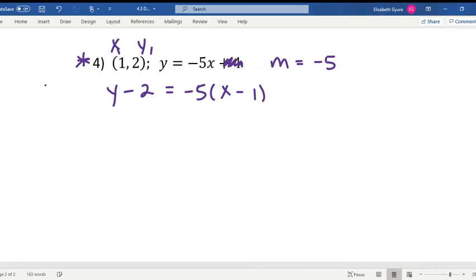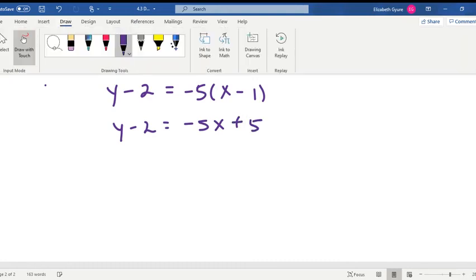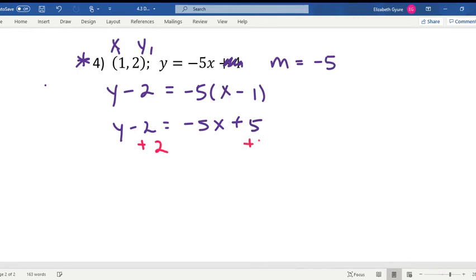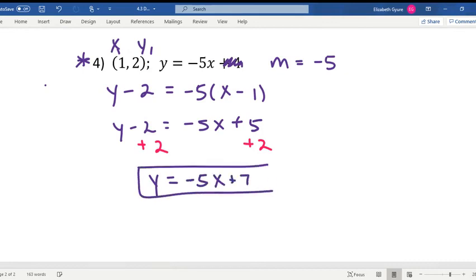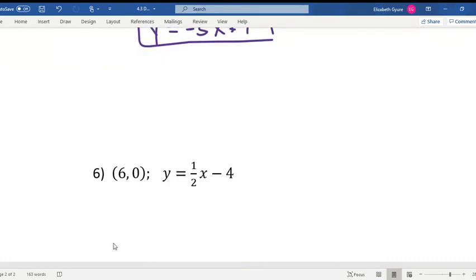And now, Jake Sanders, help me, what do I do now? Okay, so negative 5x, and then what's negative 5 times negative 1? Positive 5, good. Yep, we're going to then add the 2. Add the 2, and you should get y equals negative 5x plus 7. How do we feel about that, guys?